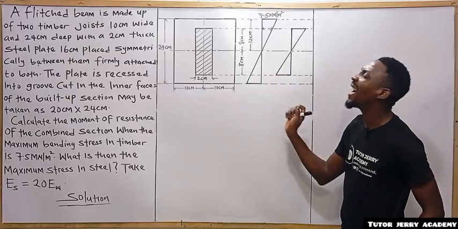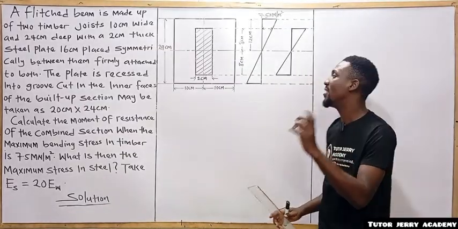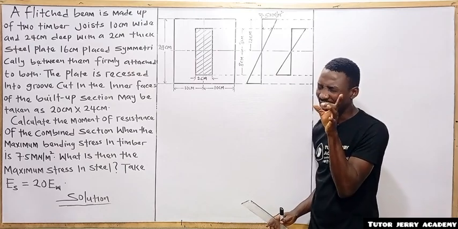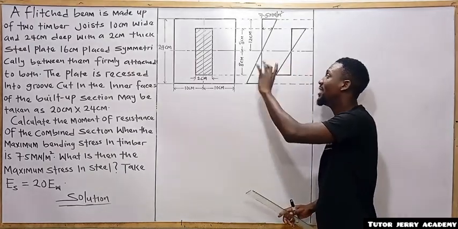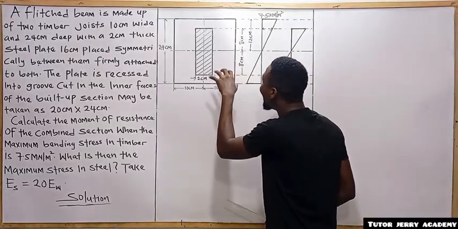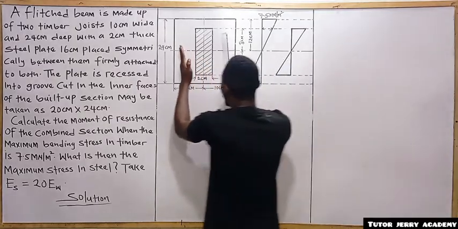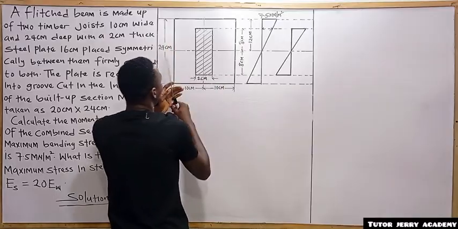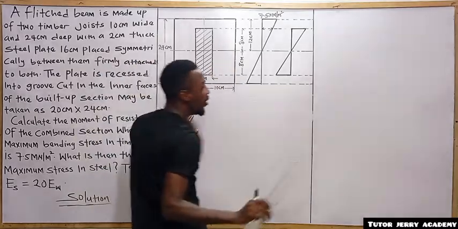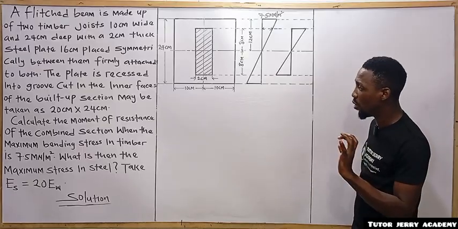placed symmetrically between them, firmly attached to both. The meaning of that is we have a steel plate whose dimension is 2 centimeter thick, and the depth is 16 centimeter. This steel is placed symmetrically inside the two timber. I hope you understand. You can see part of the steel is at this side and part of the steel is at this side. I hope we understand.